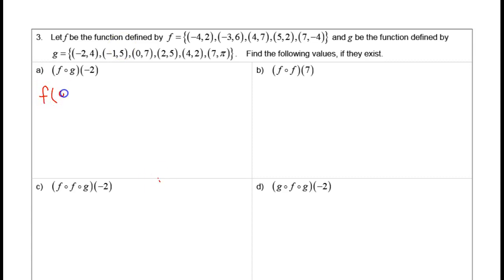So f of g of negative 2 is going to be f of 4. And f of 4 is 7, so the answer to this one is 7. I'm going to go ahead and sprint through the rest of these. Hopefully you can keep up.